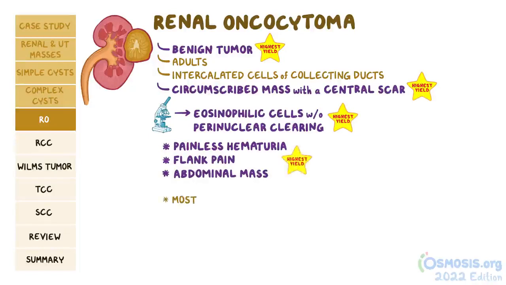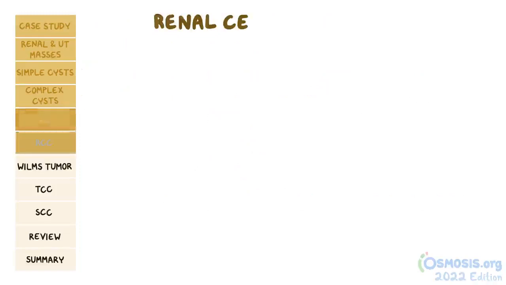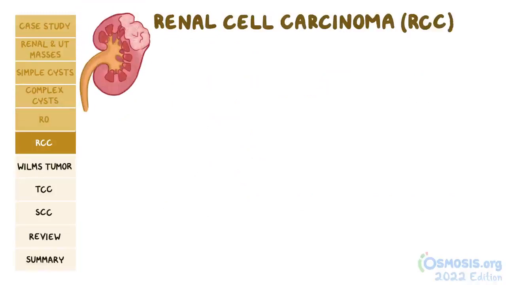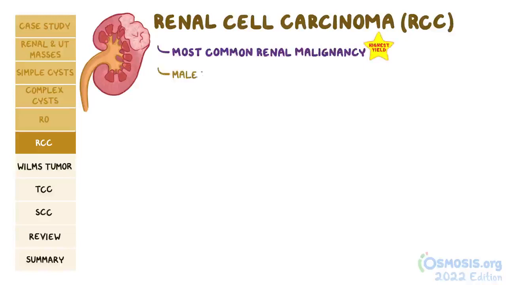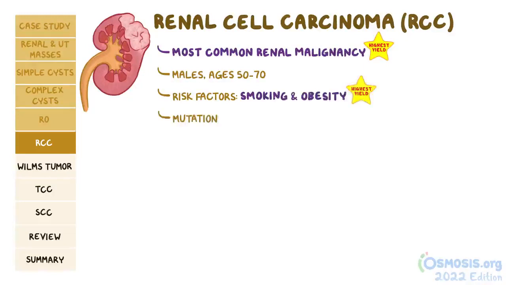Most of these benign tumors are resected in order to rule out malignancies, like RCC. Moving on to renal cell carcinoma, or RCC, which is the most common renal malignancy. It usually appears in males between the ages of 50 to 70. Risk factors for RCC include smoking and obesity. It's associated with mutations that cause gene deletions on chromosome 3.